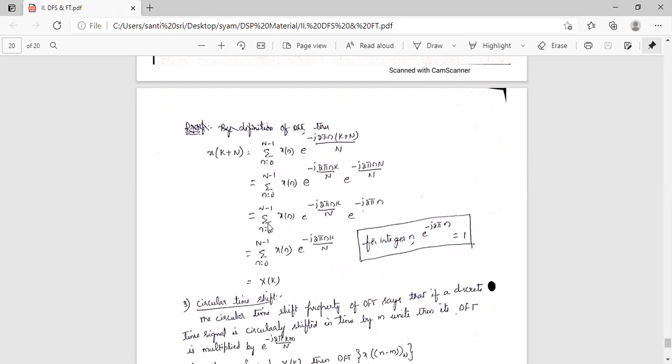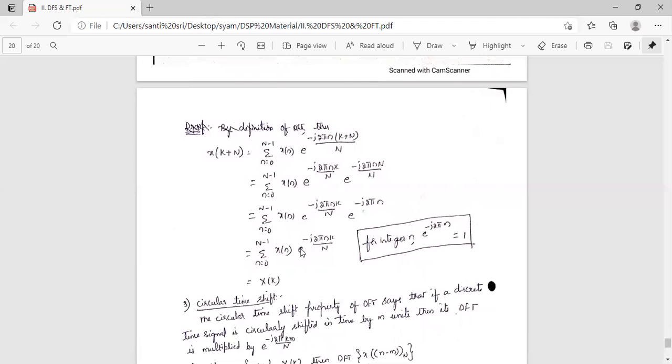So sigma n equal to 0 to N minus 1 x of n into e power minus j 2 pi n k by N into e power minus j 2 pi n. So it is equal to sigma n equal to 0 to N minus 1 x of n into e power minus j 2 pi n k by N. For integer n, e power minus j 2 pi n equal to 1. So this value will become 1.